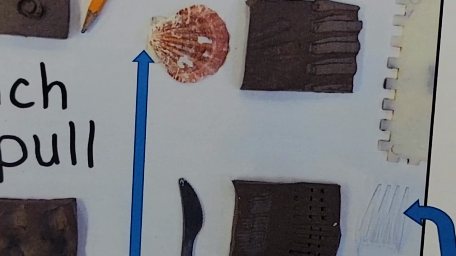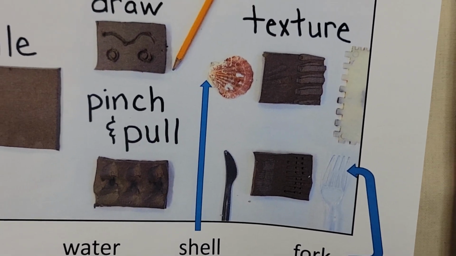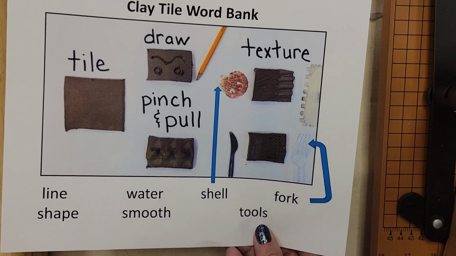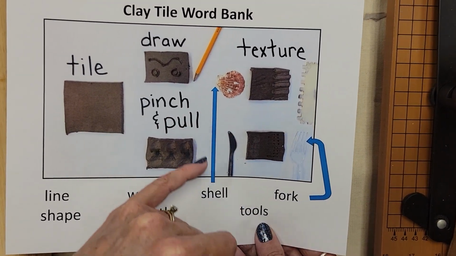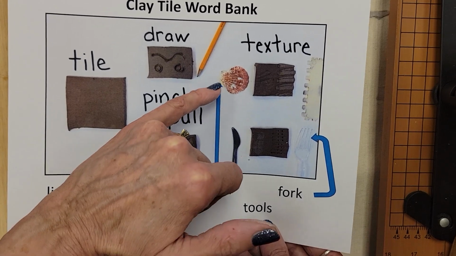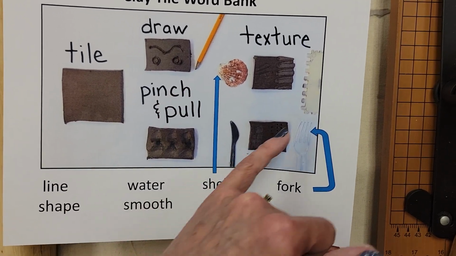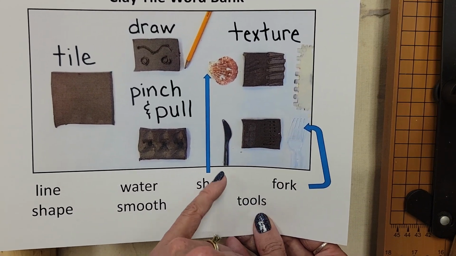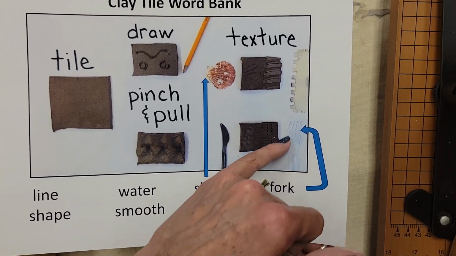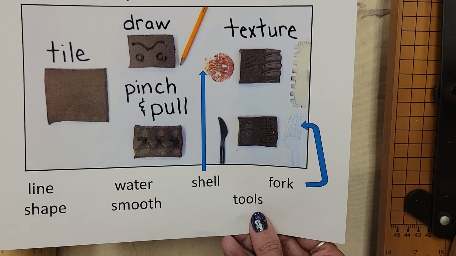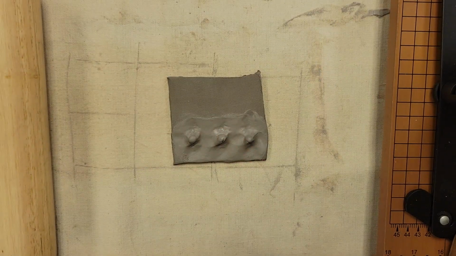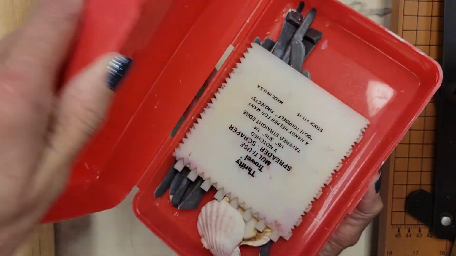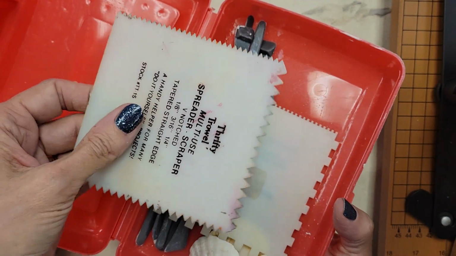So at your tables, you're going to have a whole box that's going to have a lot of different tools. It's going to have a couple seashells. It's going to have a scraper that has different ends. It's going to have some clay tools, and it's going to have a little plastic fork. You don't need to use all of those, but you can choose to use a few of those.